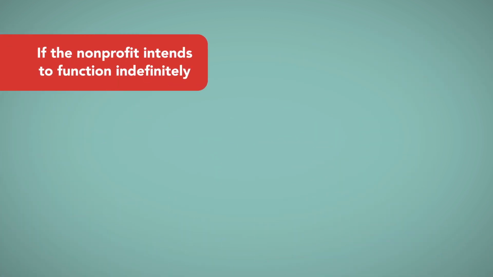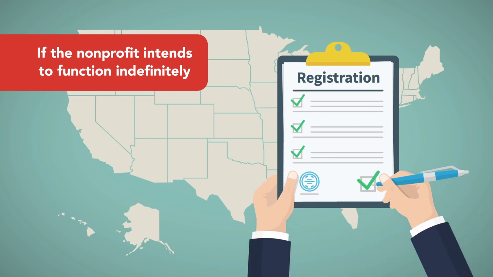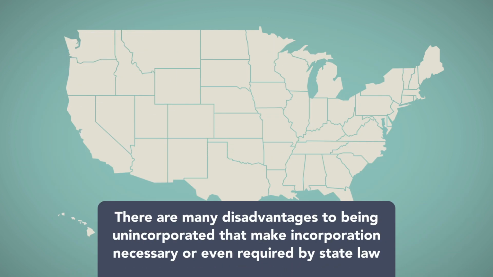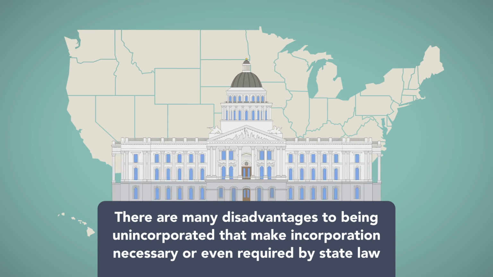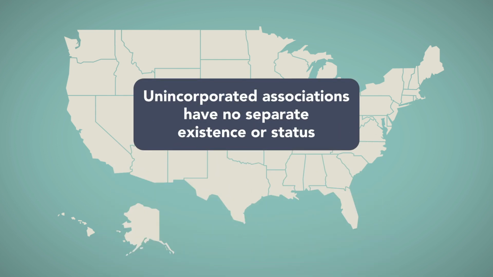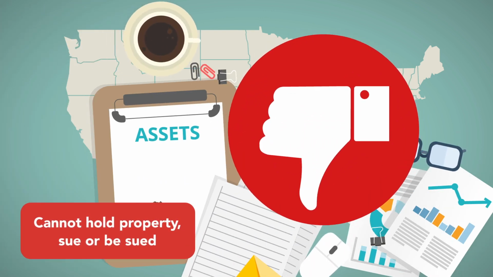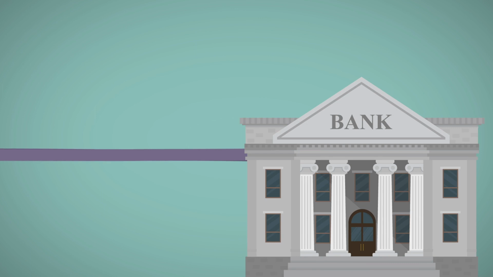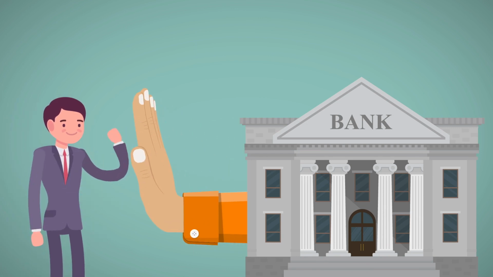However, if the nonprofit intends to function indefinitely, some states require registration, and the organization may be required to file tax returns. For serious ventures, there are many disadvantages to being unincorporated that make incorporation necessary or even required by state law. For example, unincorporated associations have no separate existence or status, and therefore cannot hold property, sue, or be sued. As a result, financial institutions may be reluctant to do business with the association.